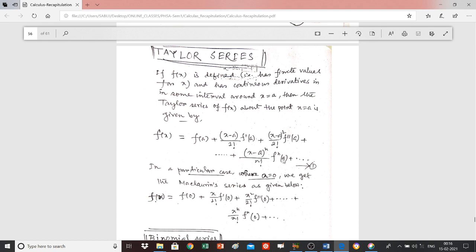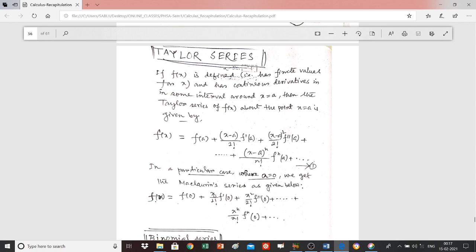You have given a function f(x) about x is equal to a. If it has continuous derivatives about the point x is equal to a, then you can expand the function f(x) in series using Taylor series expansion, and that is written in this expression. And if in this expression you substitute a is equal to 0, then this series converts into Maclaurin series. So the Maclaurin series can be obtained by using a is equal to 0 in the Taylor series expansion.